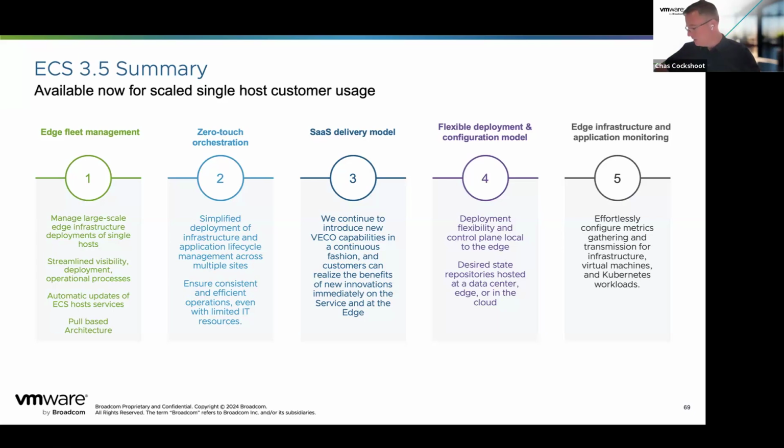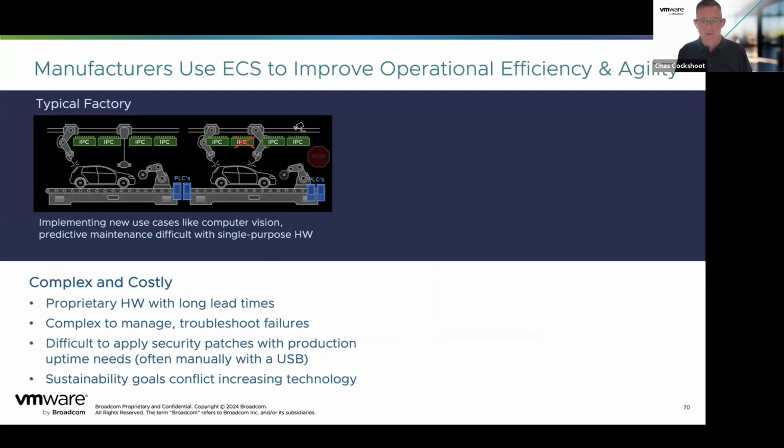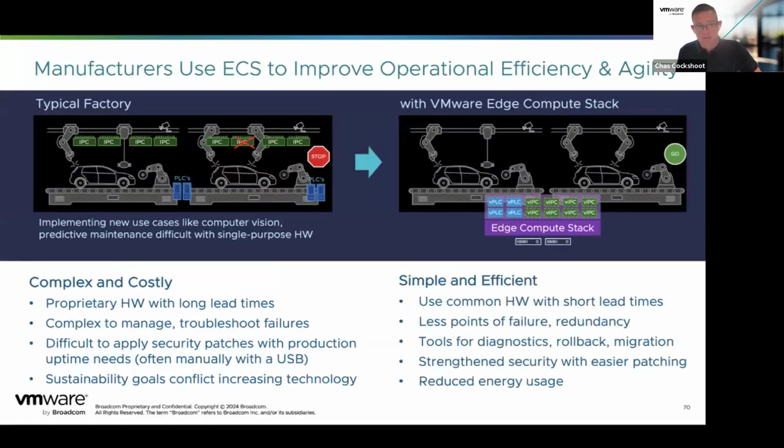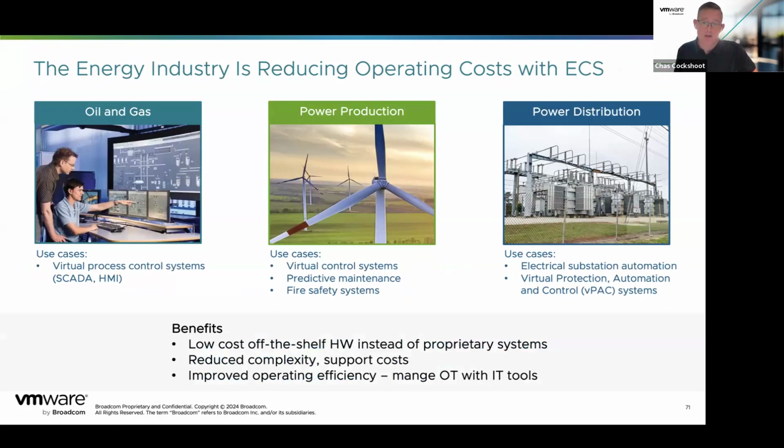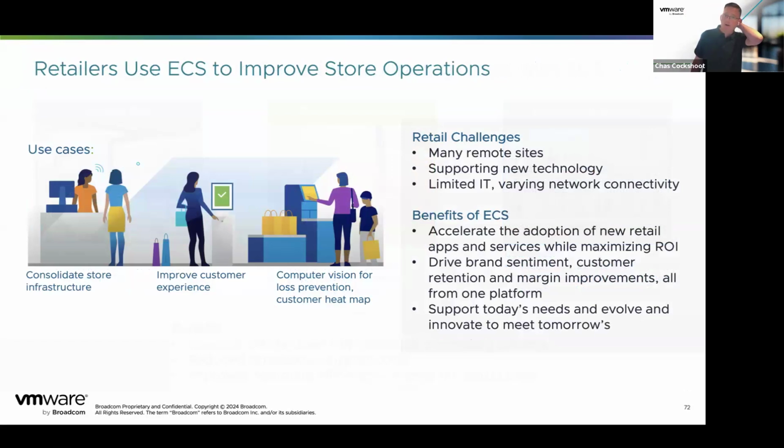So, whistle-stop tour. I appreciate it for those of you who've been listening. Three summary slides and then some follow-up. Manufacturers are using this to improve their operational efficiency and agility by taking a platform approach and virtualizing OT workloads. Utilities are doing it to reduce operating costs and build the future, the next 20 years, in partnership with a number of alliances. And retailers are using it to improve their store operations. And there's that balance between getting new apps out fast, single use case, and building that platform for the future.